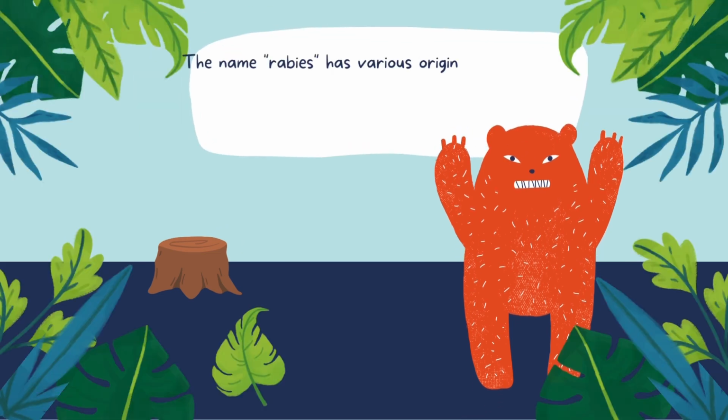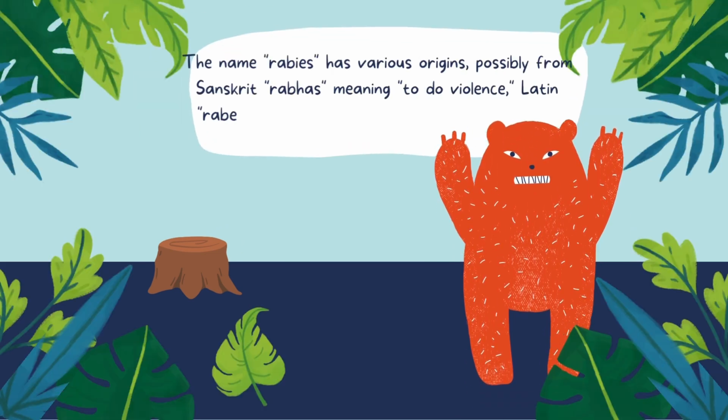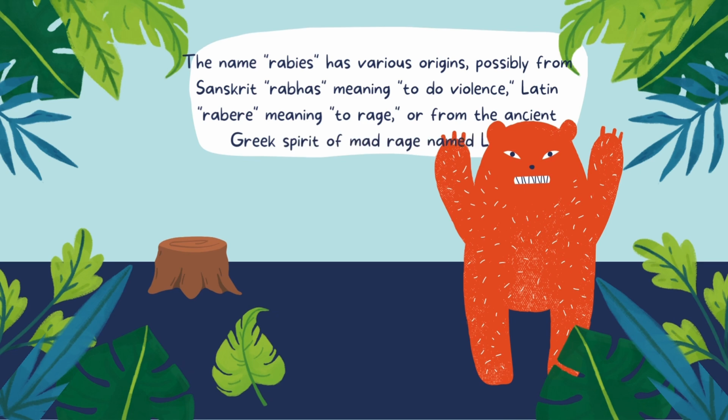Rabies got its name either from rapas, meaning to do violence in Sanskrit, or from rabere, which is Latin for to rage. Additionally, the ancient Greeks named it after Lyssa, the spirit of mad rage, which is also the name given to the genus that we classify the rabies virus under in modern times, Lyssavirus.